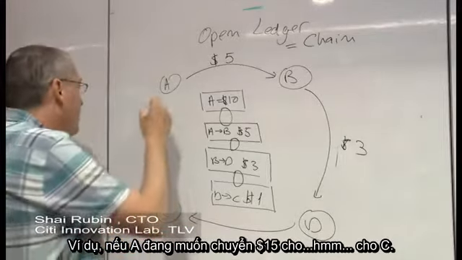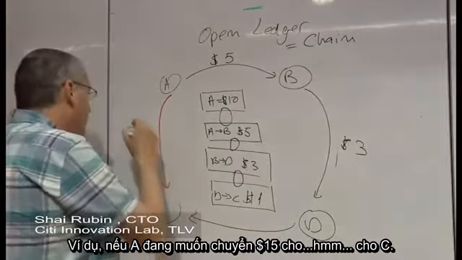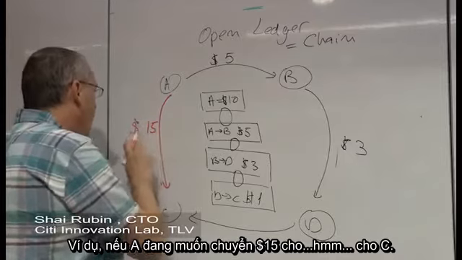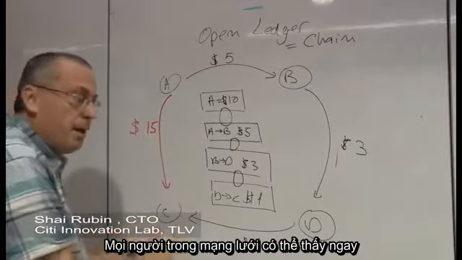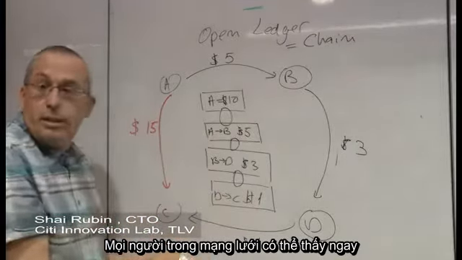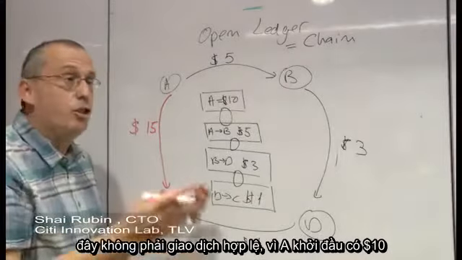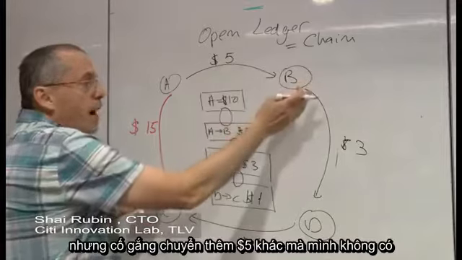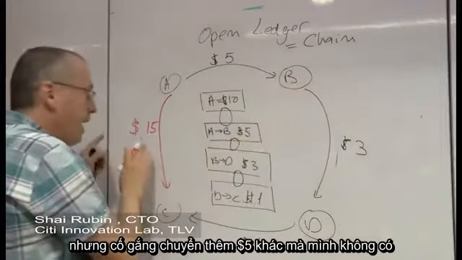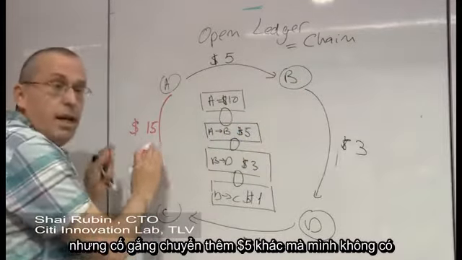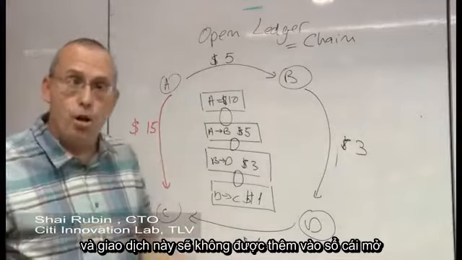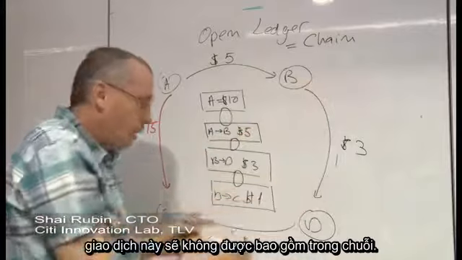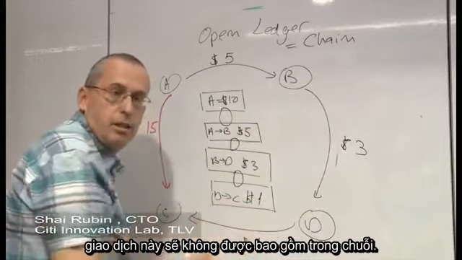For example, if A now attempts to move $15 to C, everyone on the network can immediately see that this is not a valid transaction because A started with 10, moved out another 5, and A does not have $15. This transaction will not be added to the open ledger. This transaction will not be part of the chain.